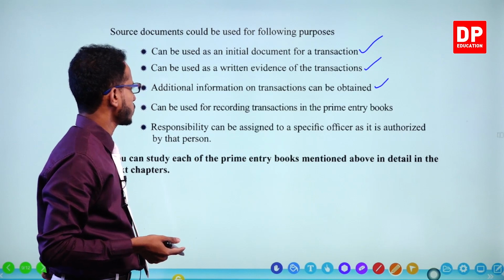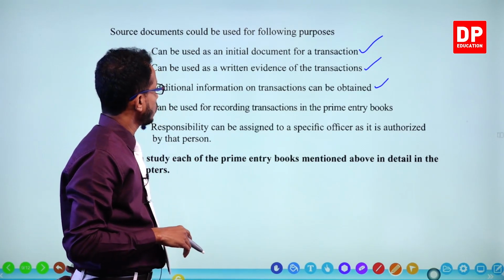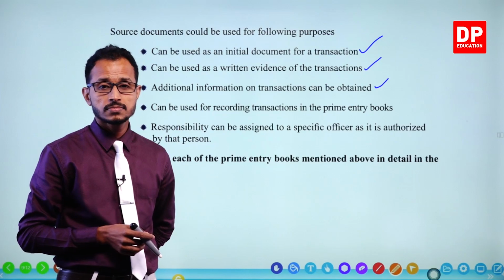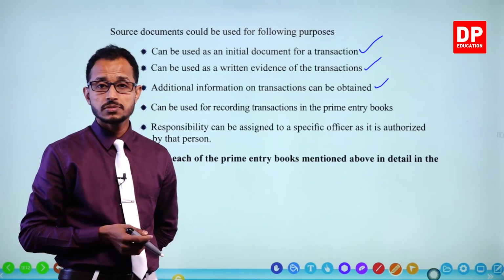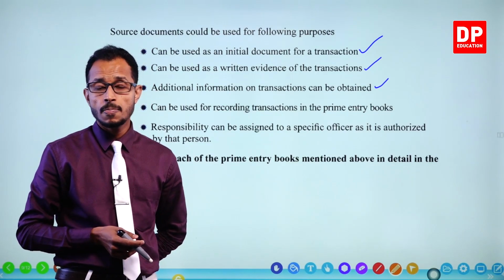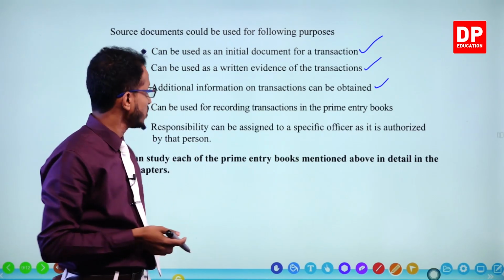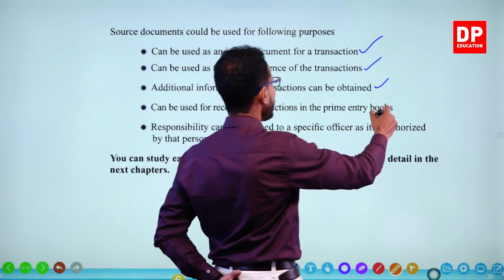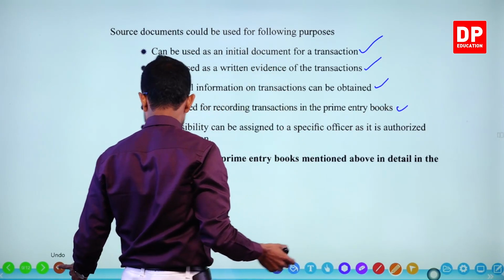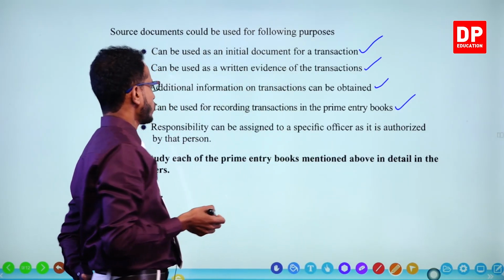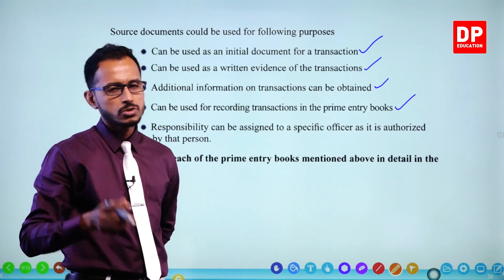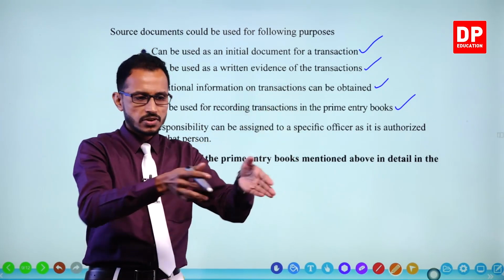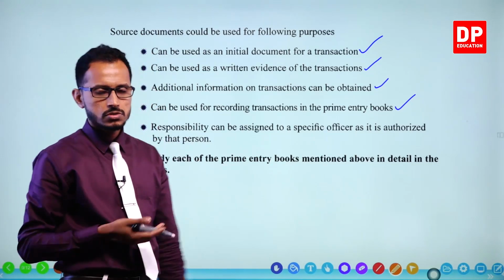Additional information on transactions can be obtained. What additional information? The name of the customer, the date of the transaction, the quantity of the goods purchased. All the information is recorded in the bill, in the source document. They can also be used for recording transactions in prime entry books. We know that. I told you that the source documents are used to record transactions in different prime entry books.